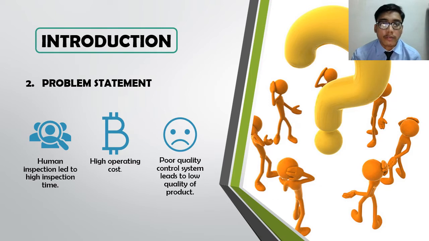Next is problem statement. There are a few problems that I have found that can relate to this project. Mostly high inspection time, that is normally due to human inspection because the inspection process is slower compared to an automatic inspection system. This will surely affect the production time and the number of products produced.